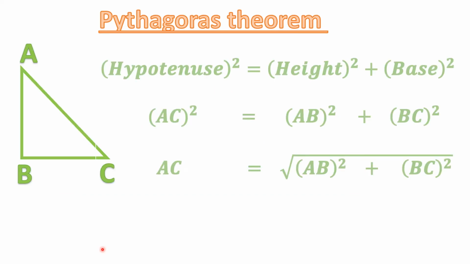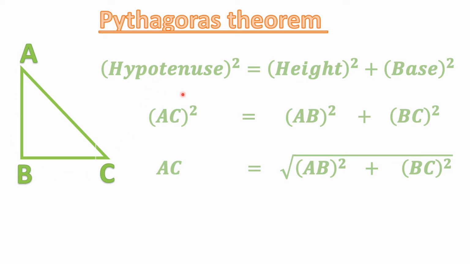Now, let us consider a right angle triangle which has this point as A, this vertex. These three corners are called the vertices of the triangle, right? So let's name this vertex A, this vertex B, and this vertex C, okay? So it will be easier for us. We can say that AC is the hypotenuse, BC is the base, and AB is the height, right?